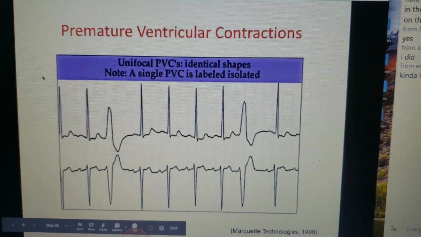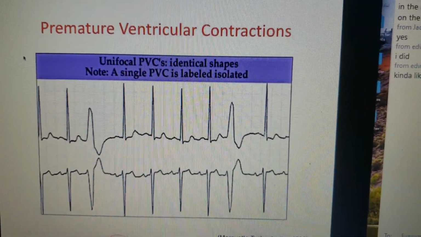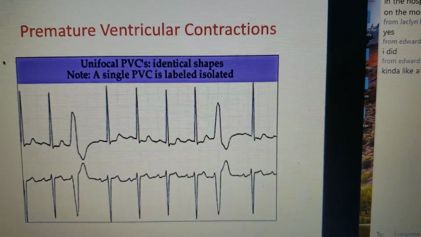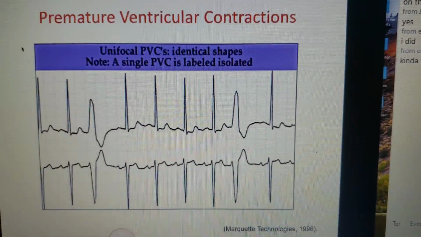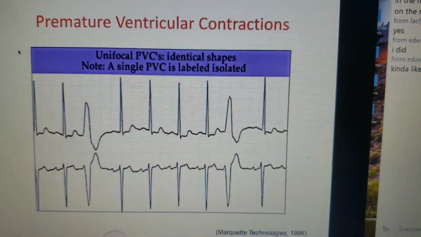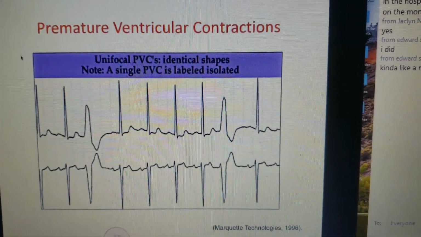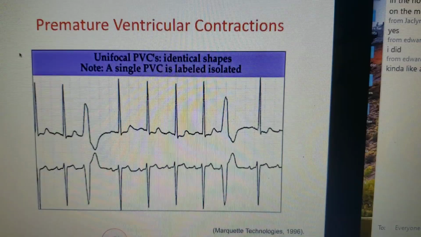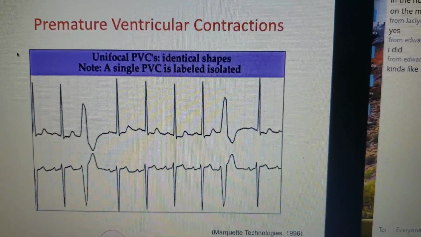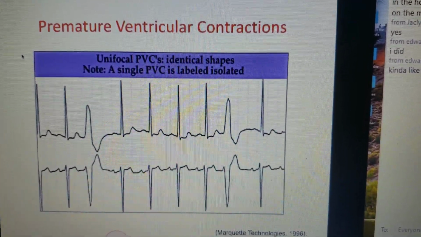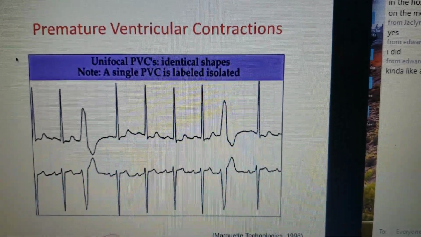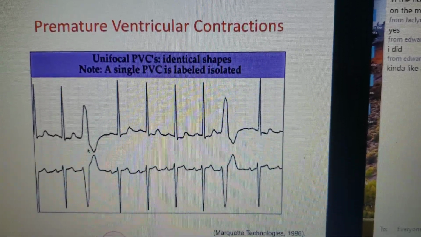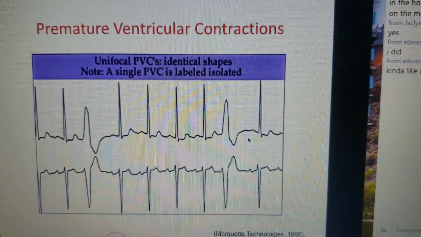All right, this is where we get into our ventricular rhythms, okay? So you have premature ventricular contractions, okay? And there's a lot of different ones, so it's going to take a second to kind of go over. So when we talk about something being focal, it's the area that it's coming from. Unifocal means it's coming from one area. Multifocal would mean it's coming from different areas, okay? So unifocal PVC is going to have the same shape. So when it happens, it's going to have the same shape.